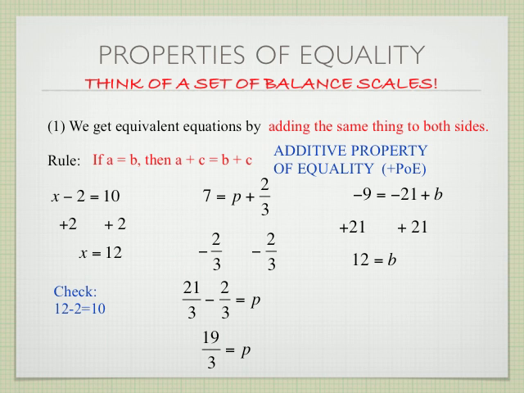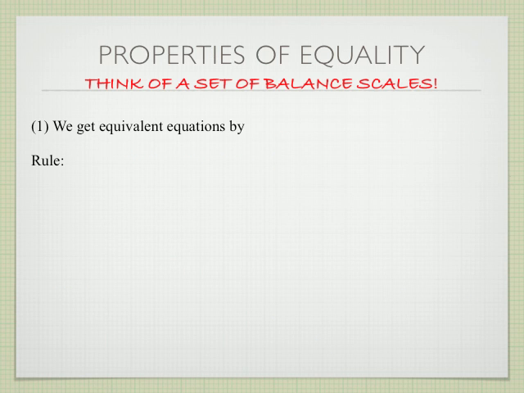We can always check our work. Take 12 and plug it in. We get 12 minus 2 is 10. Take 19 thirds and plug it in. 19 thirds plus 2 thirds, that's 21 thirds, which is 7. Take 12 and plug it in. Negative 9 is equal to negative 21 plus 12, so all three of them check.